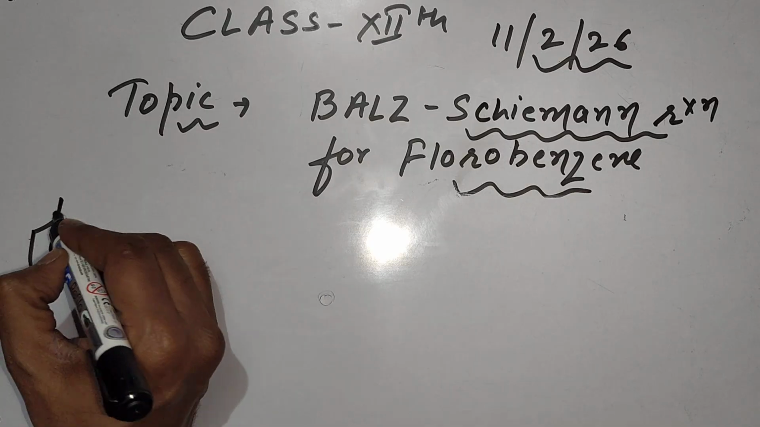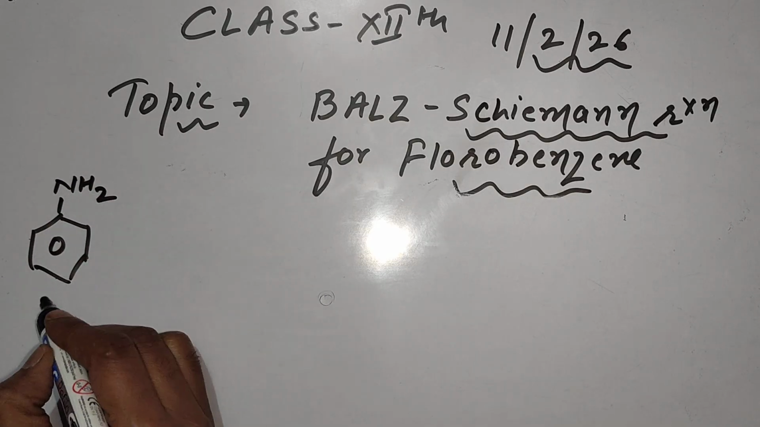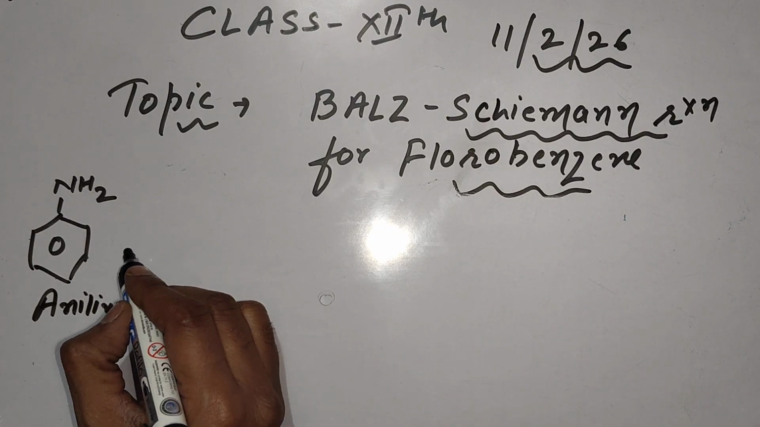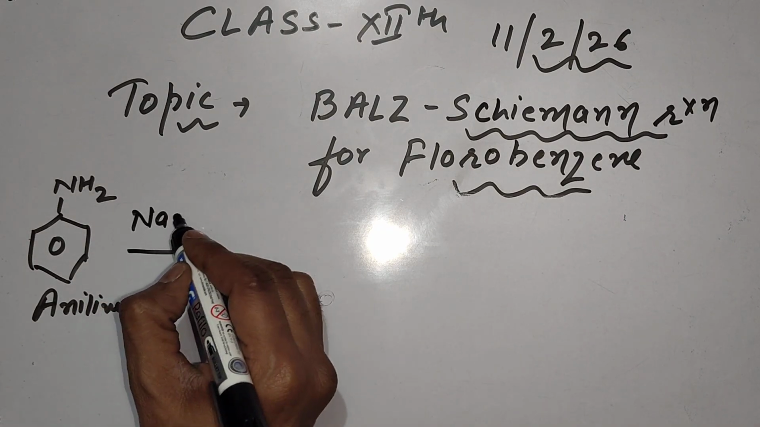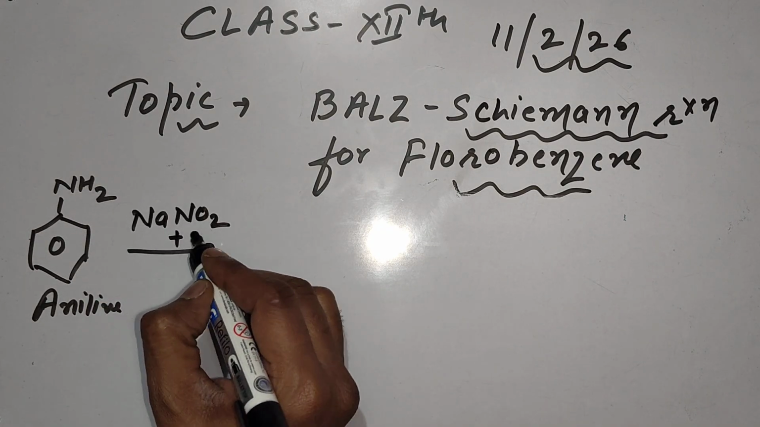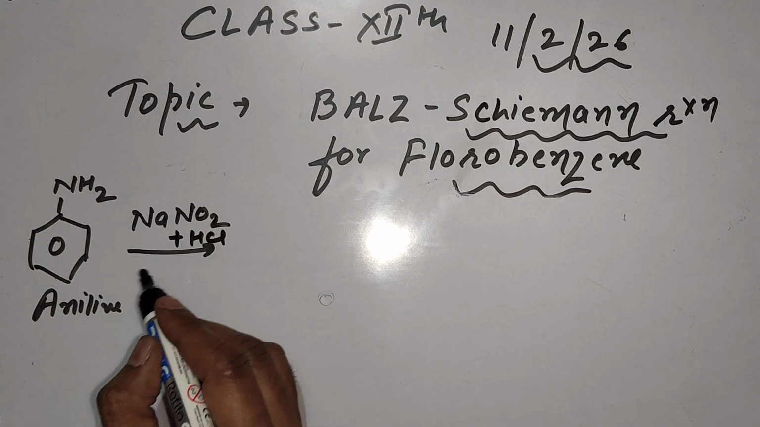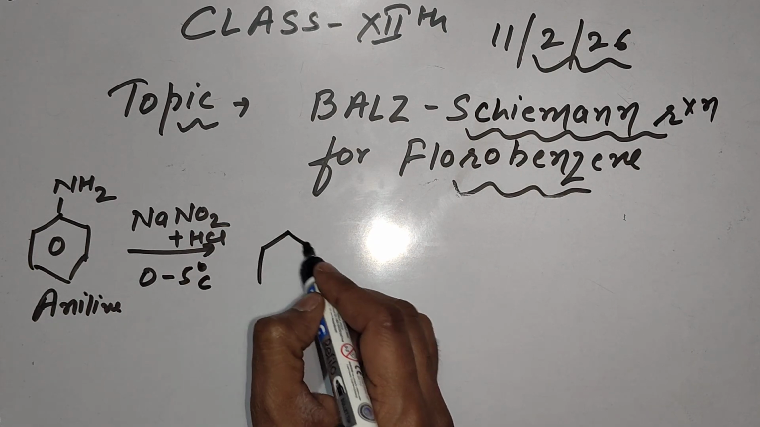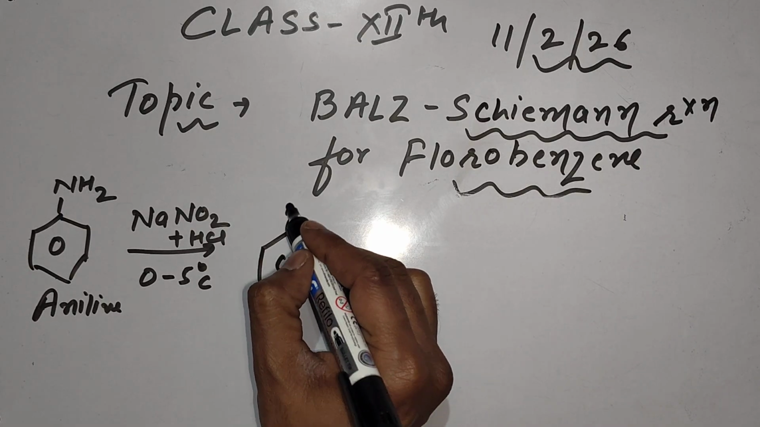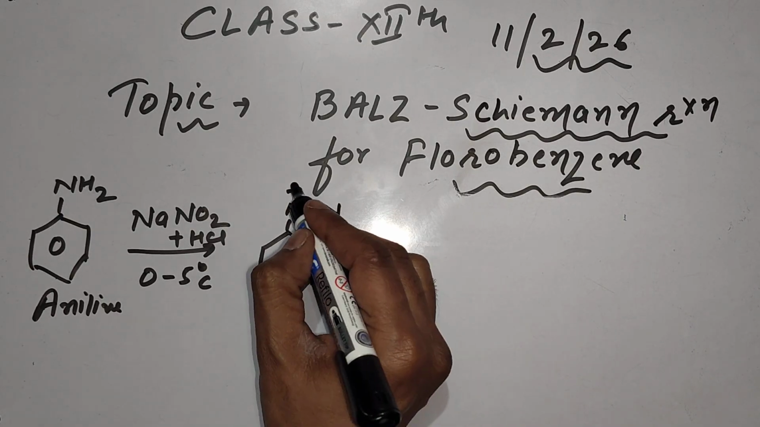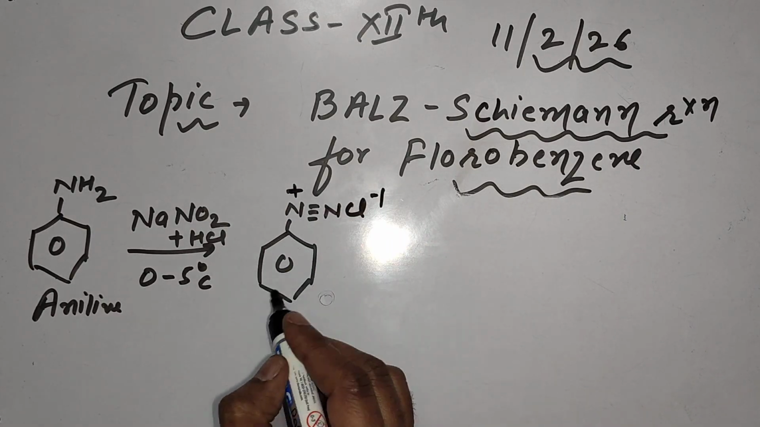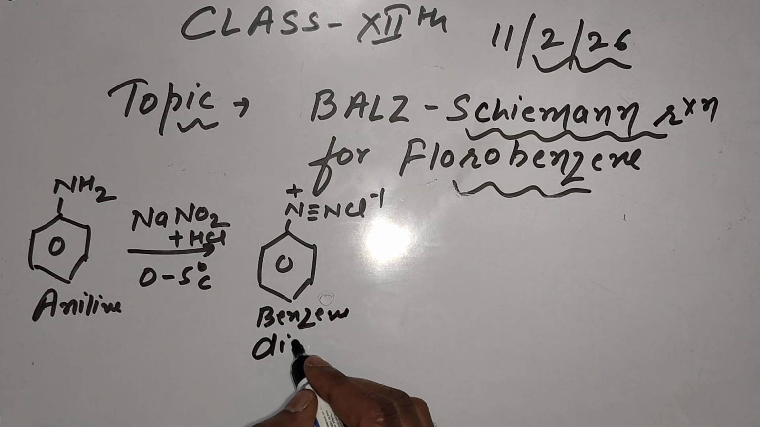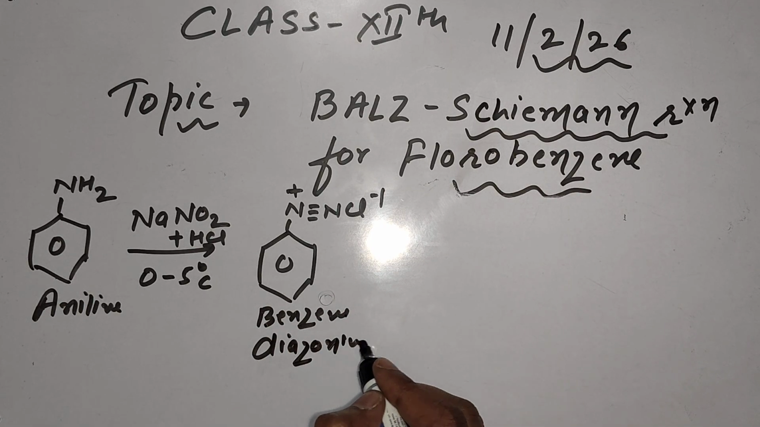Firstly, we need aniline. We are going to react it with sodium nitrite and HCl, hydrochloric acid. Temperature must be 0 to 5 degrees Celsius. In this condition, it will give you benzene diazonium chloride.